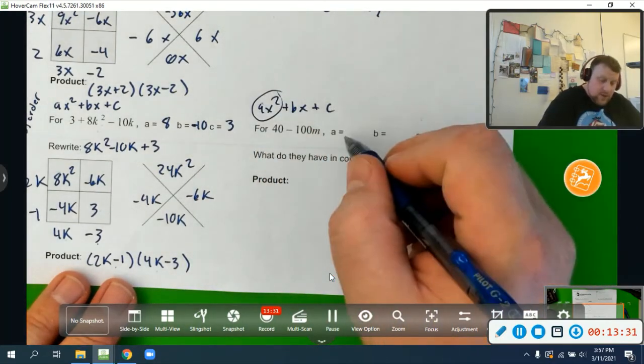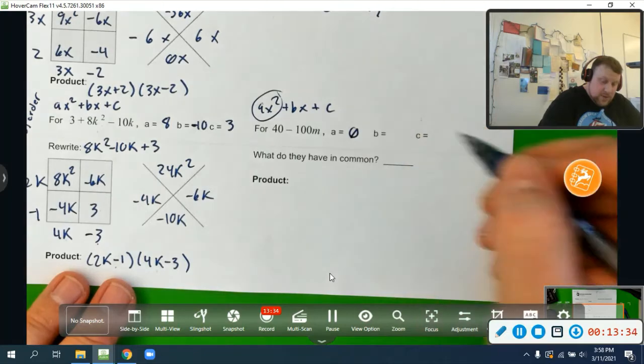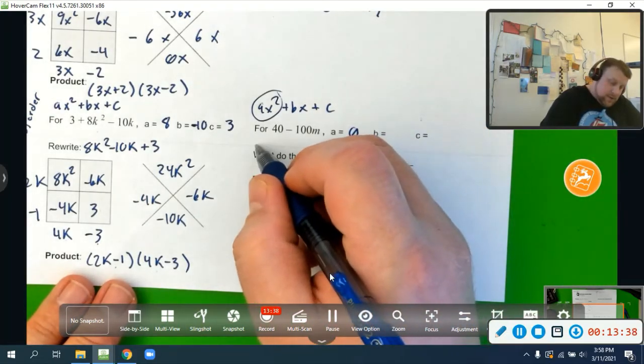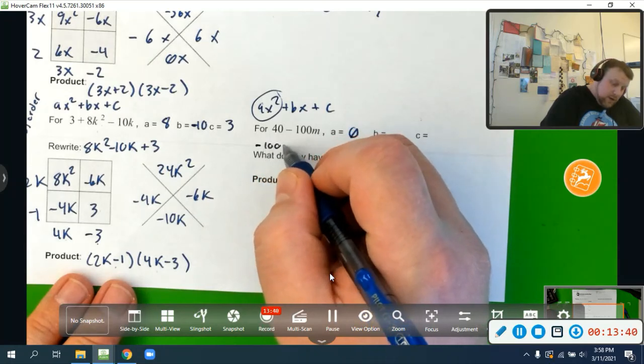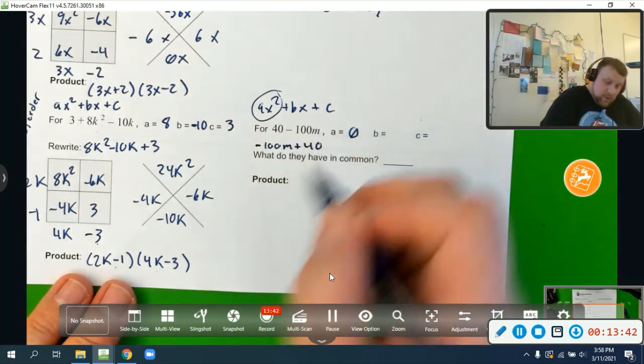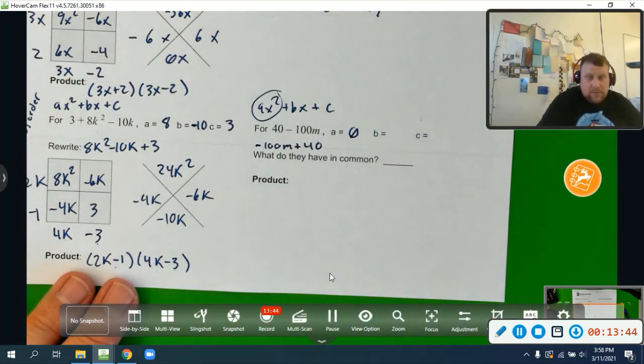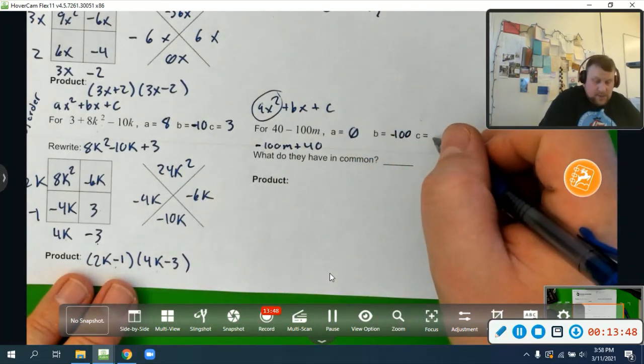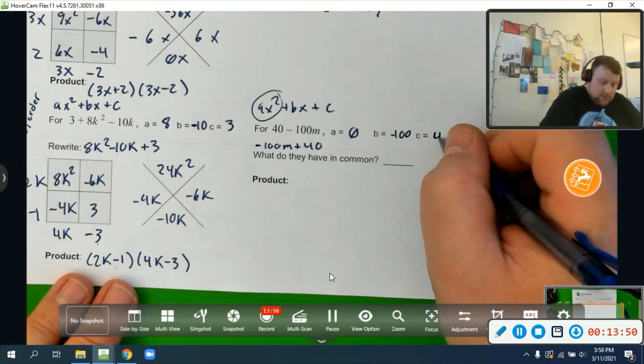All right. So then what's my a value going to be? It's going to be 0 because that's the one I'm missing. What's my b value? Well, I do need to maybe rewrite this. I can rewrite this as negative 100m plus 40, if you really want to. You didn't have to, but you could have. So that would make my b negative 100 and my c 40.